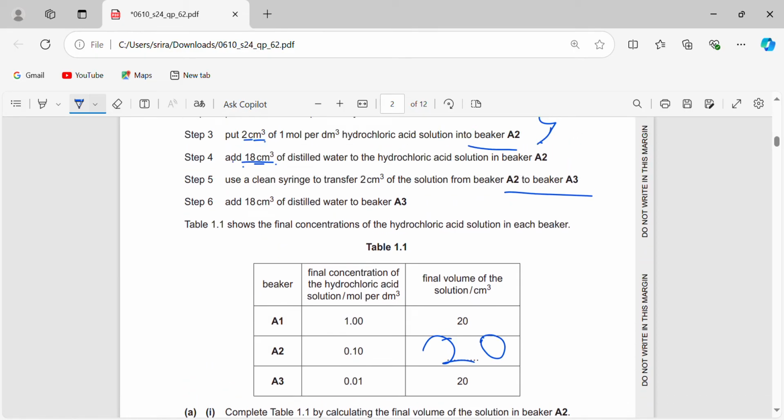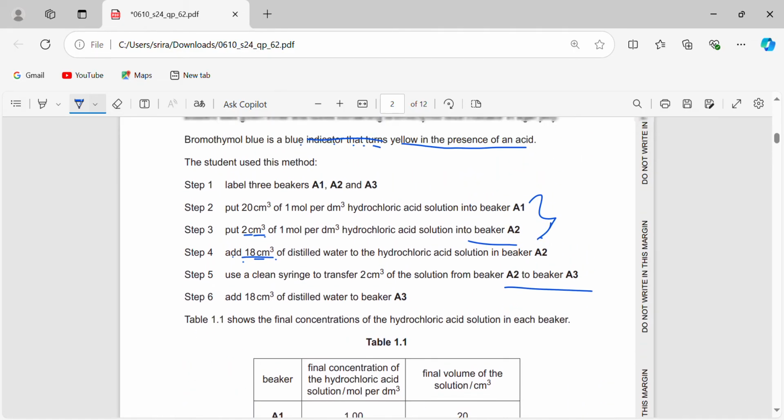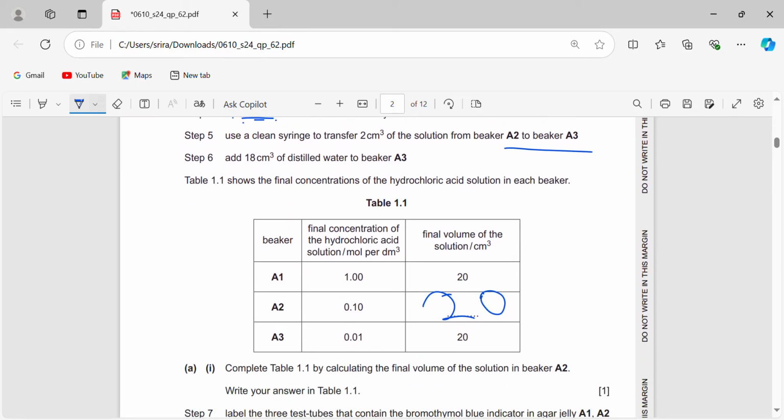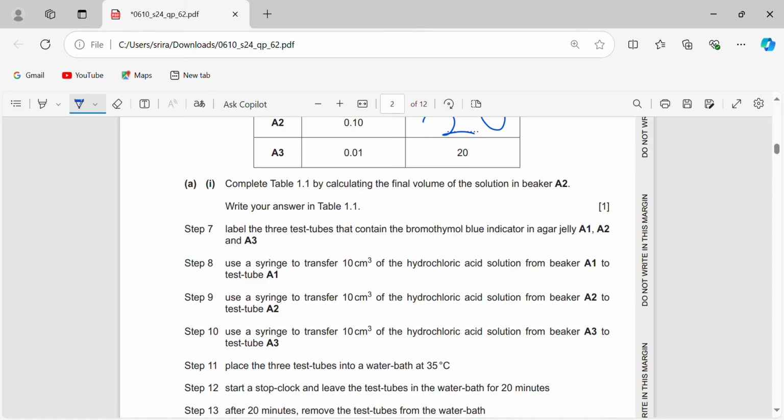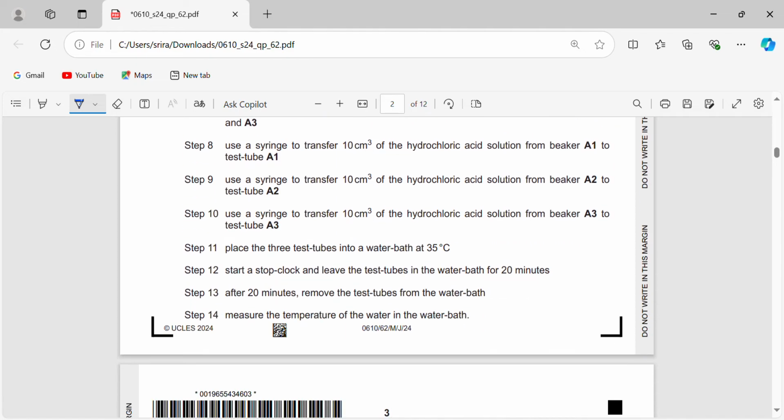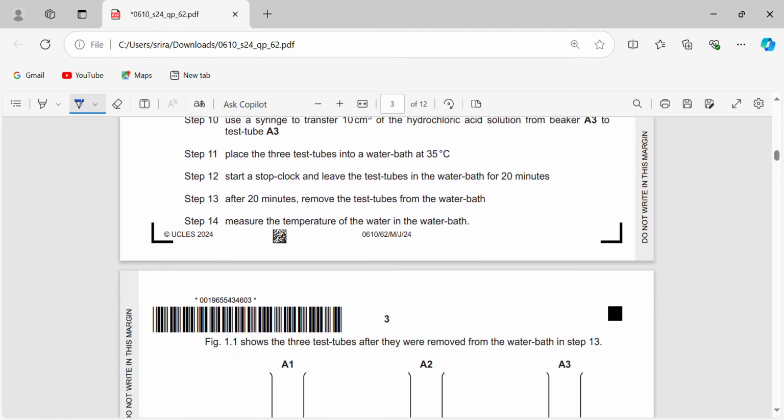So we did that. Now let's read the rest of the experiment. They've added all these volumes and they have 3 beakers. What they're doing now is labeling 3 test tubes with bromomethyl blue indicator in agar jelly. They're transferring volumes from these beakers to these test tubes, in a water bath. They're starting a stop clock, etc., etc. So now let's get to the question.